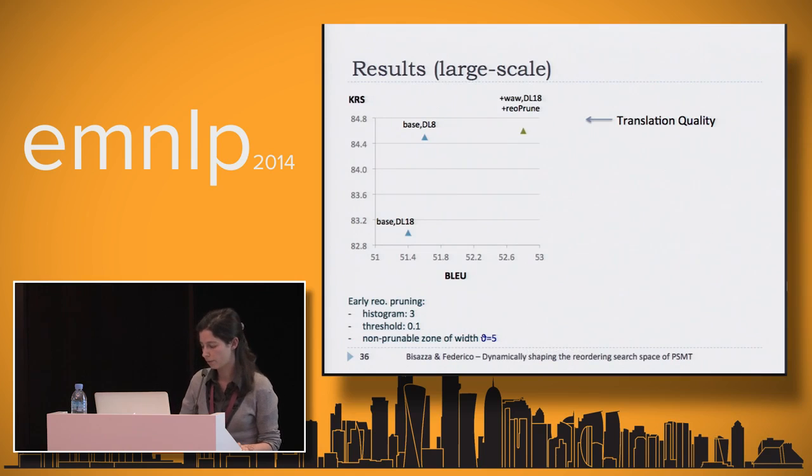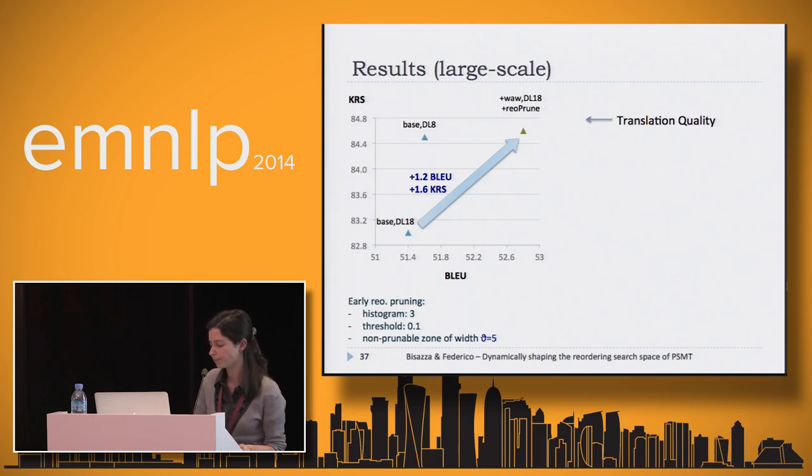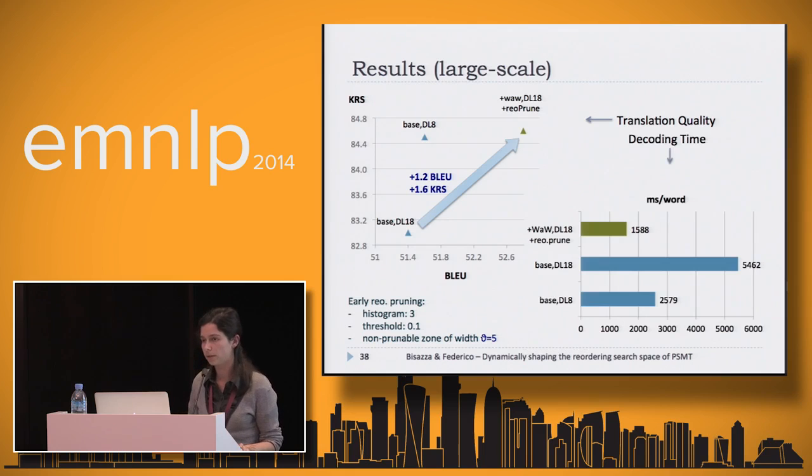In the large scale, we have a similar result, actually even a bit better. So introducing the new approach results in better BLEU score and slightly better reordering score compared to the baseline, and a very large gap is observed with respect to the distortion limit 18 baseline. And again, similar trends in decoding time. So we are doing better than the large distortion baseline, of course, but we are also doing slightly better than the distortion limit 8 baseline. At the same time, we have better translation quality.